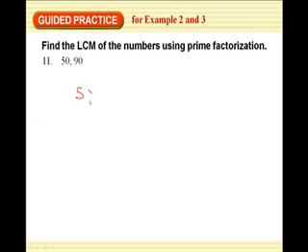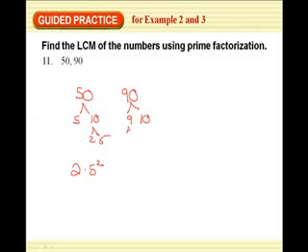50 and 90. I'm going to take a guess that it's, oh, I don't know. How about this? 5 times 10, 2 times 5. So that's going to be 2 times 5 squared. 9 times 10, 3 times 3, 2 times 5, so that's 2 times 3 squared times 5.